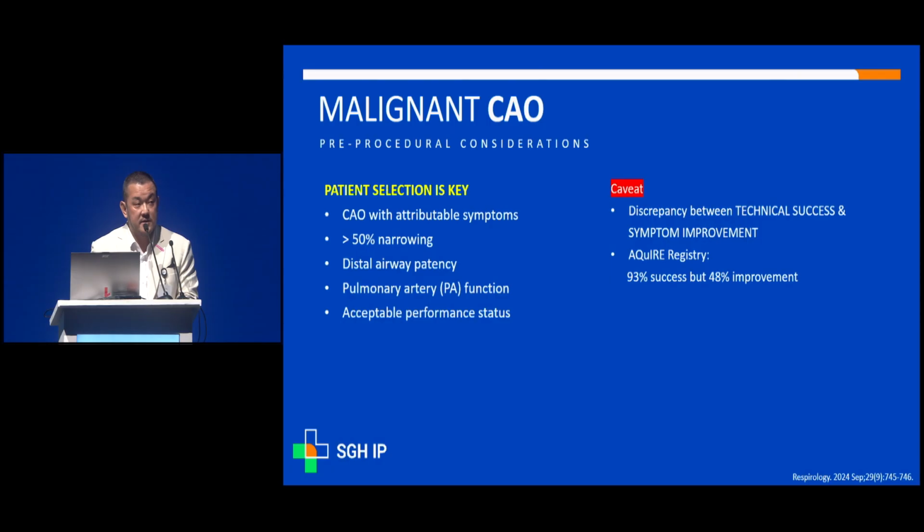There is an important caveat why patient selection is key. This is because there is a discrepancy between technical success and symptom improvement. For example, in the AQuIRE registry from the United States, 93% of patients were deemed to have a technically successful procedure, but only about half of them actually experienced improvement in symptoms. So I think we really have to bear in mind that we do not overdo therapeutic procedures in this group of patients.